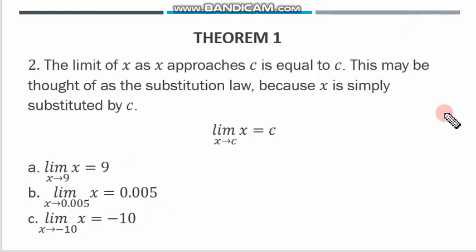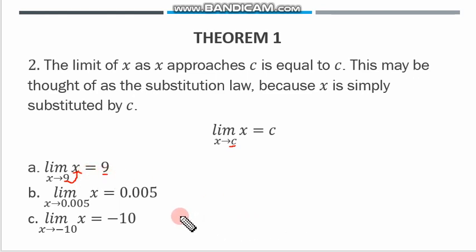Number 2, the limit of x as x approaches c is equal to c. This is also known as the substitution law, because we simply substitute c for x. Example: the limit of x as x approaches 9, we just substitute the value of c into x, so the limit is equal to 9.